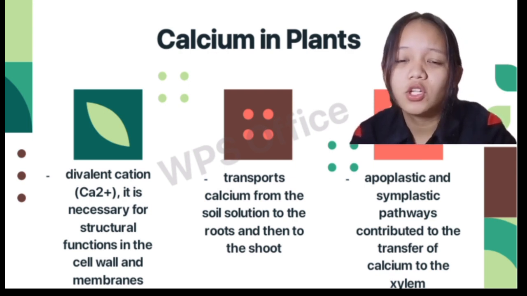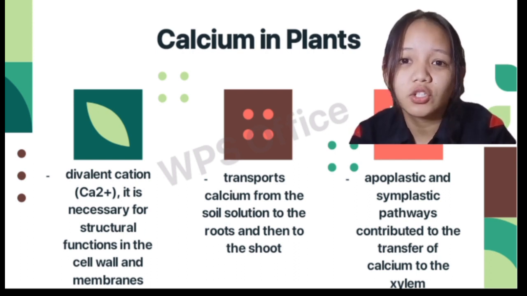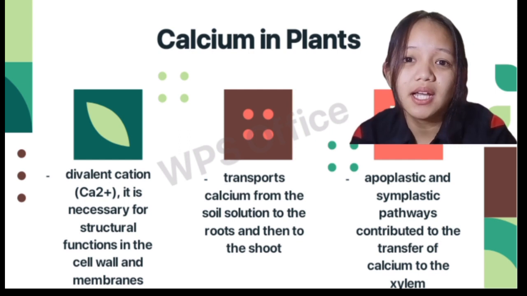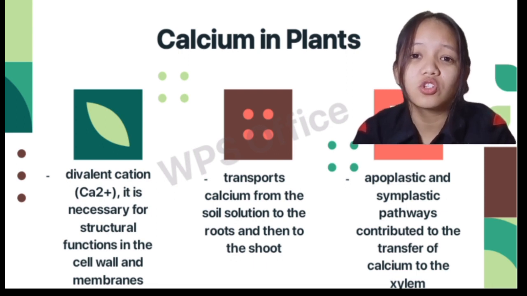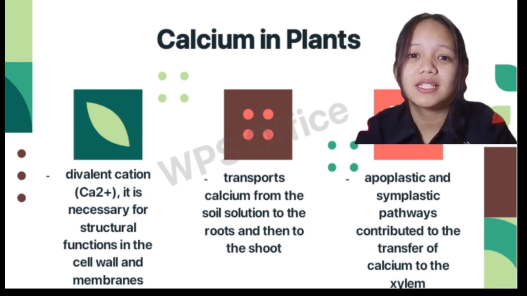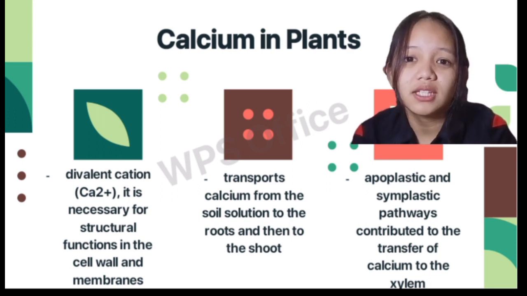The xylem transports calcium from the soil solution to the roots and then to the shoot. It can move via the cytoplasm of cells connected by plasmodesmata, or through the gaps between cells in the root, the apoplasm. It is uncertain how much the apoplastic and symplastic pathways contribute to the transfer of calcium to the xylem.